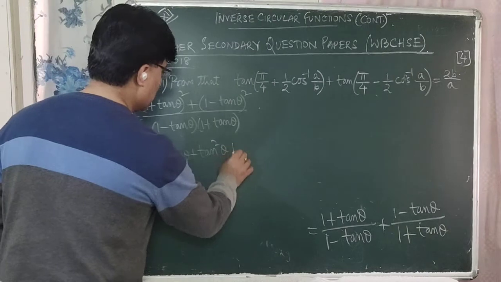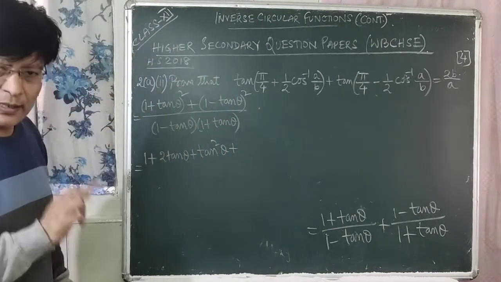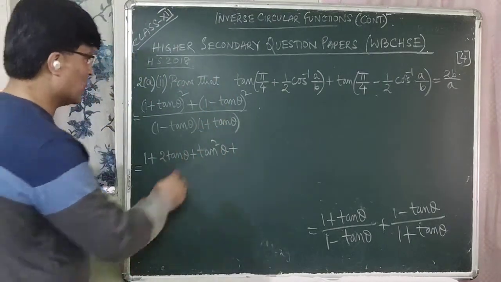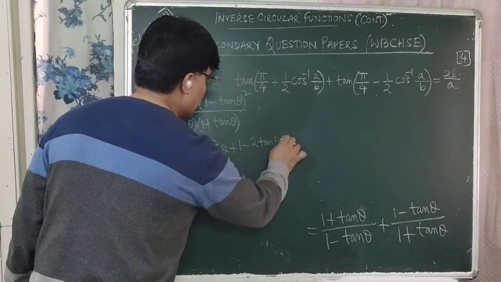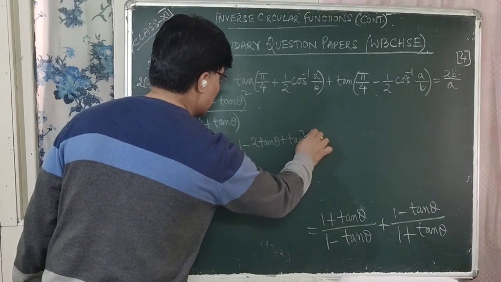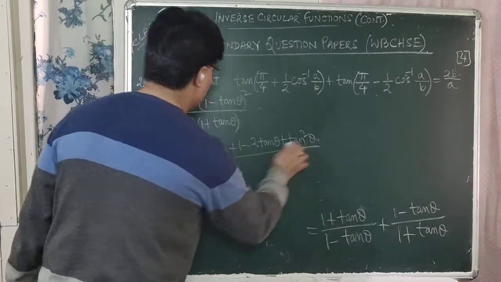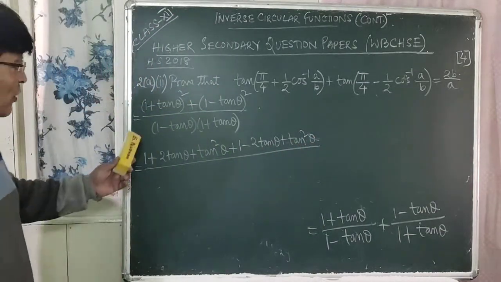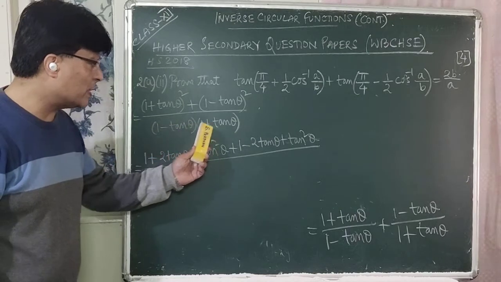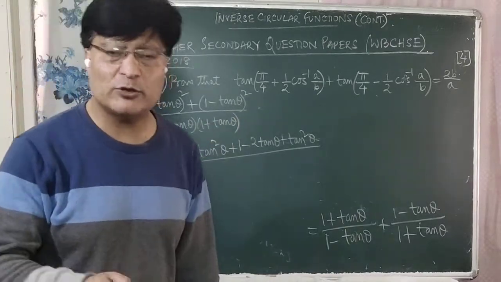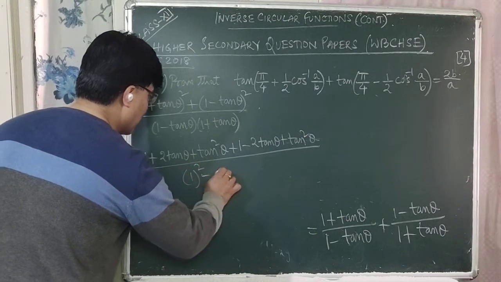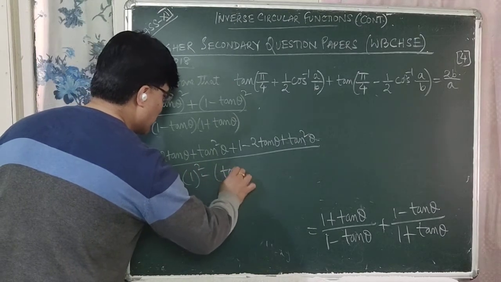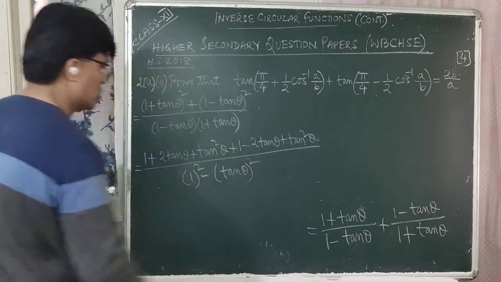So plus, what is a minus b whole square? A square minus 2ab plus b whole square. So it is 1 minus twice ab minus 2 tan theta plus b square is tan square theta, whole divided by, in the denominator, what is the formula? A minus b into a plus b. It is a square minus b square. So it is 1 whole square minus, what is b whole square? It is tan theta whole square.